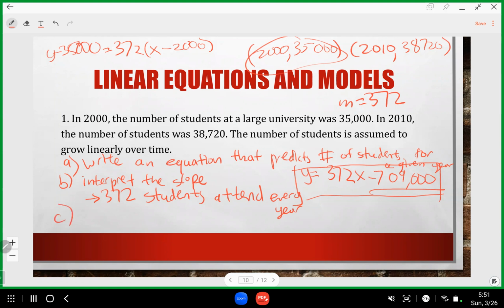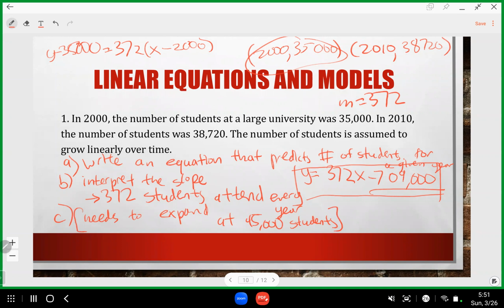Now, finally, let's do this last part here, which is the campus will need to expand at 45,000 students. At 45,000 students, the enrollment needs to expand. So, at what year will the campus need to expand?